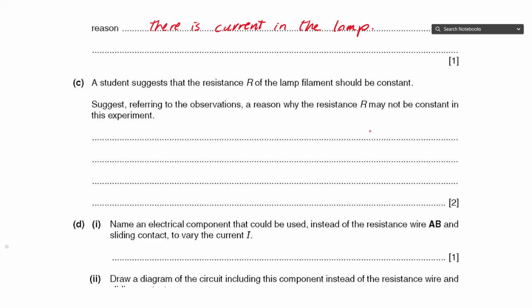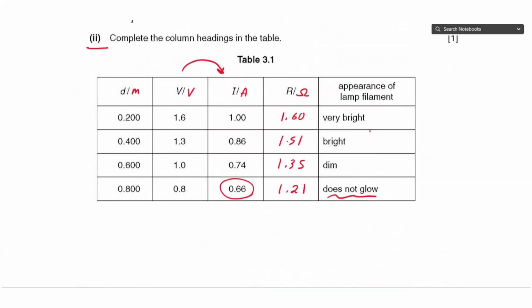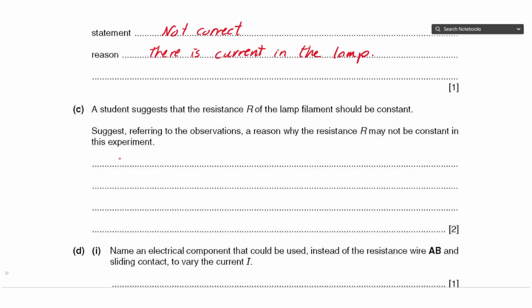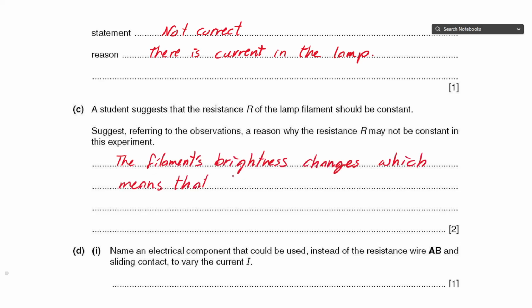Part C says the student suggests that the resistance R of the lamp filament should be constant. Referring to the observations, give a reason why the resistance R may not be constant in this experiment. For the observations, we have the measurements of voltage, current, and distance, and we have the appearance of the filament lamp: very bright, dim, and not glowing. That means that the temperature is different. So the resistance differs as the temperature differs. We can say that the filament brightness changes, which means that the temperature changes, and that may cause a change in resistance.